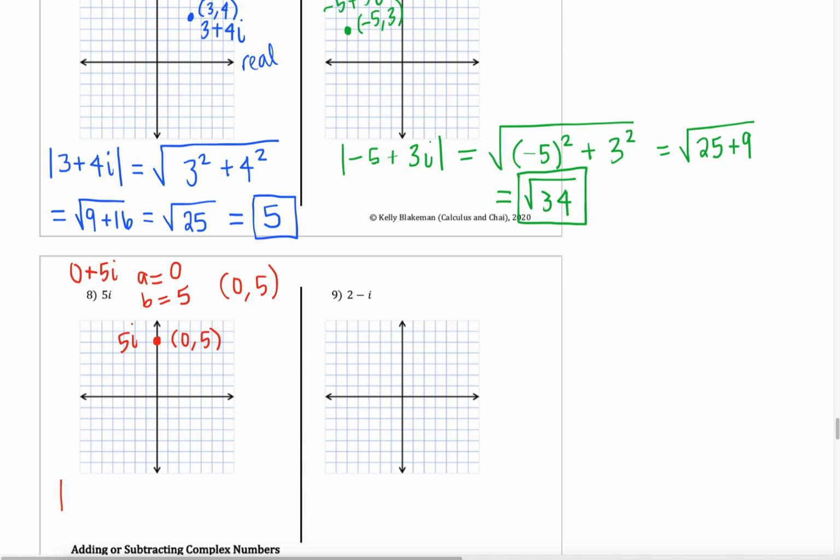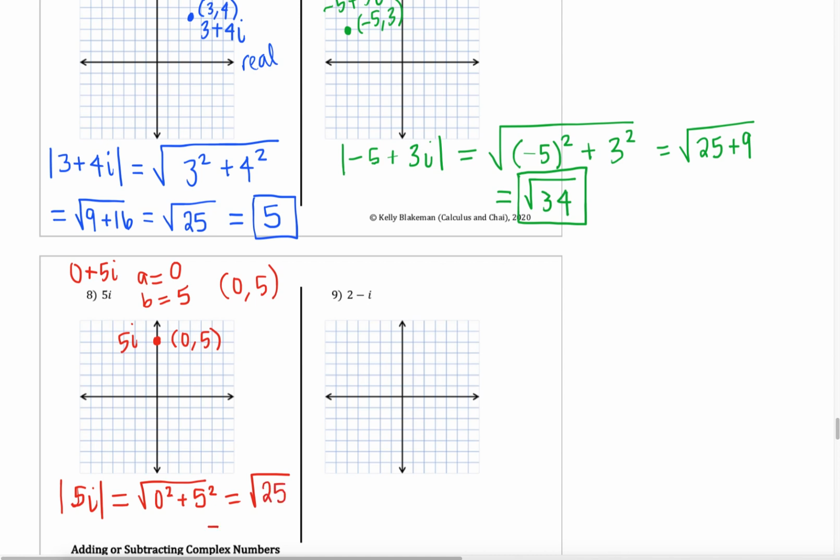Now to find the absolute value of this guy, we're finding the absolute value of 5i. By definition, that's equal to the square root of our a squared, which would be 0 squared, plus our b squared, which is 5 squared. Well, our 0 squared is still 0. 5 squared is going to give us 25.